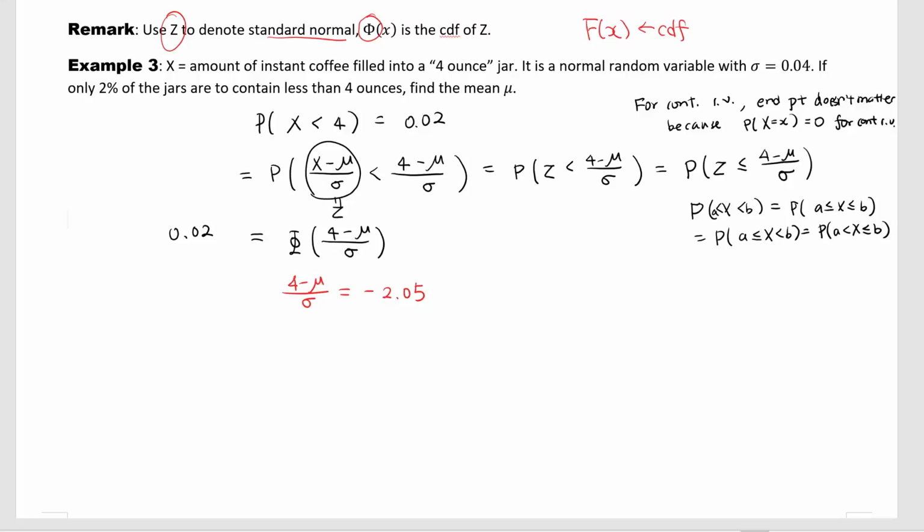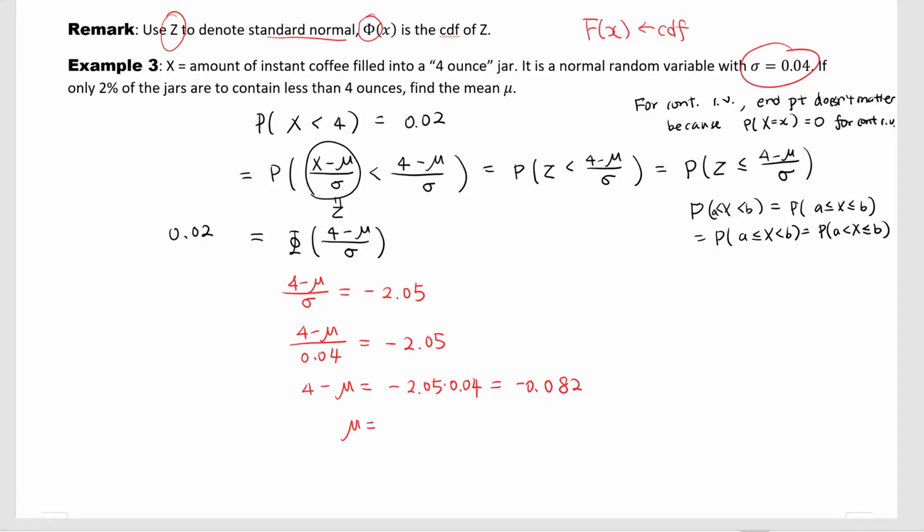Alright. So, and sigma, we know sigma is 0.04. So (4 minus mu) over 0.04 equals negative 2.05. We multiply by 0.04 on both sides. And what do we get? We get minus 2.05 times 0.04. Put this in your calculator. You get negative 0.082.